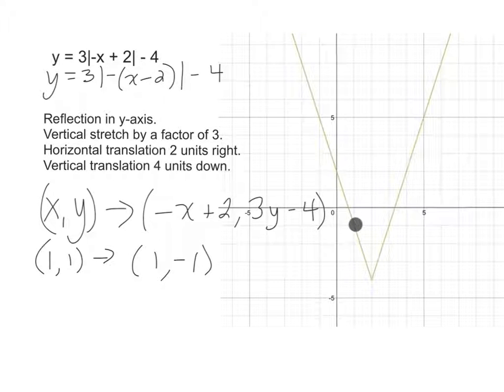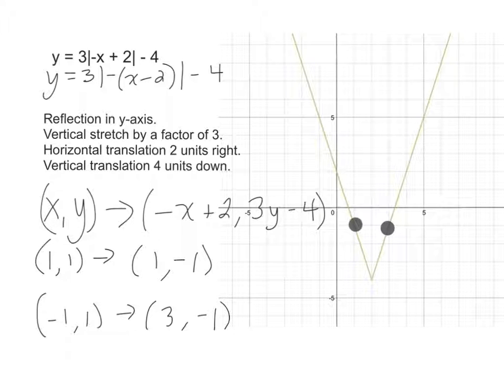I want to just test one more. Another point that's on, let's pick one that's on the negative side of the parent function. -1, 1. So -x plus 2 then would be 1 plus 2, so 3, and 1 we already know goes to -1, so 3, -1 should be another point. 1, 2, 3, -1, and there it is. So it looks like the mapping rule is right.